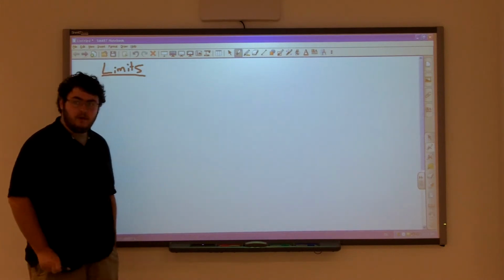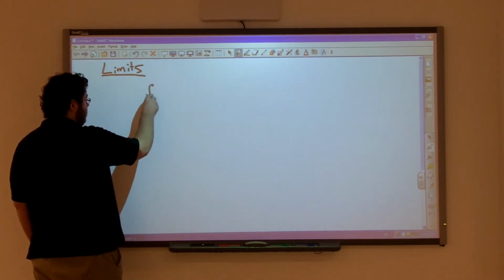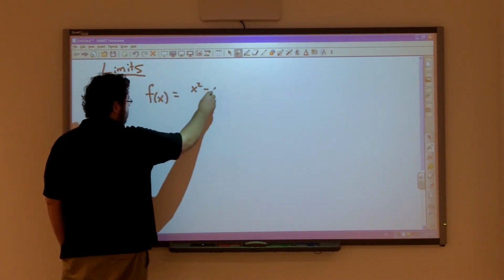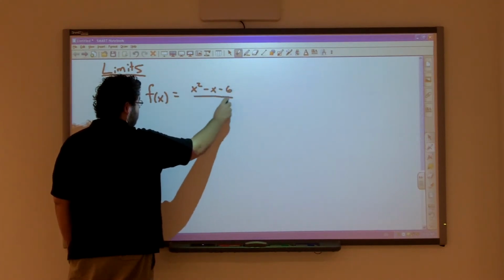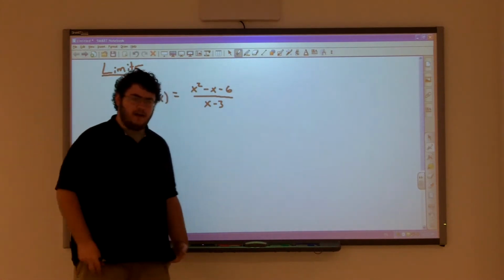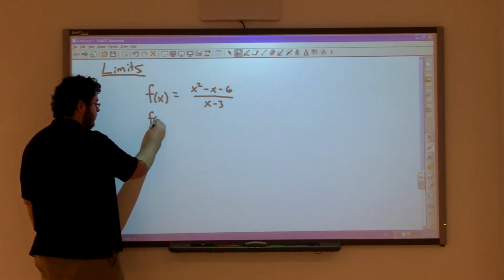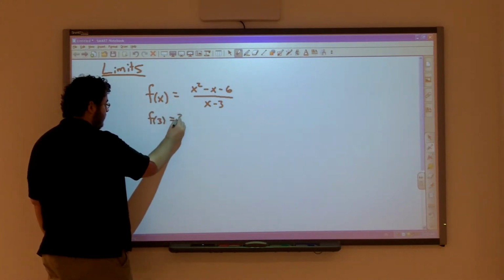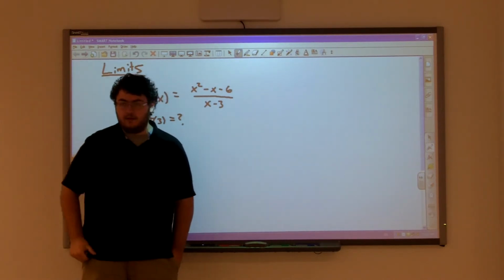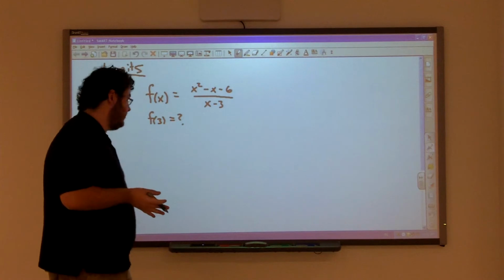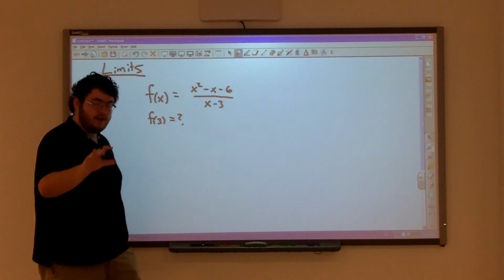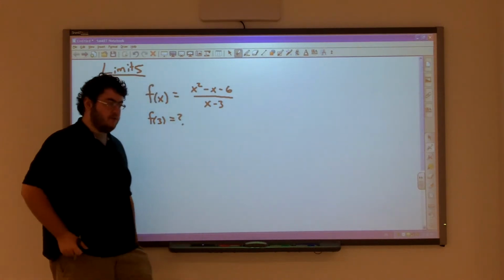What is a limit? Well, let's imagine we have the function f of x is x squared minus x minus 6 over x minus 3. If you were asked to evaluate f of 3, you might say it doesn't exist because you have a 3 minus 3, which is 0 in the denominator. However, what we could ask is how does this function behave as x gets very close to 3? Not equal to 3, but how does it behave if it's really, really close to 3?